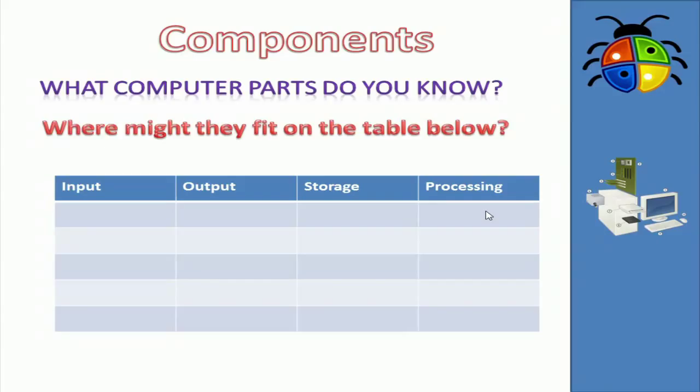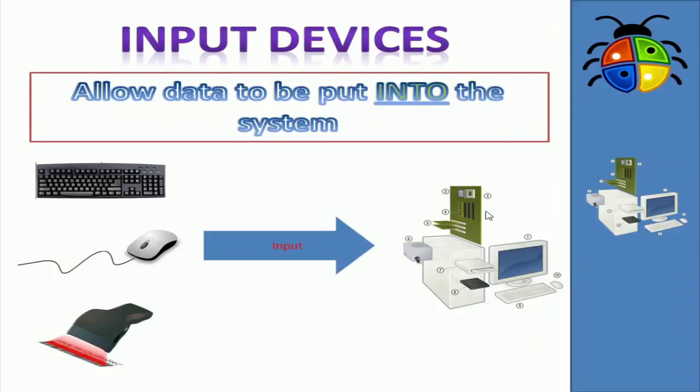So let's start with input devices. Input devices are things like keyboards, mice, barcode scanners. Maybe you can think of some other input devices as well. The whole purpose of these is to put information into the computer. So just like the name says, input, you want to put in to the system.